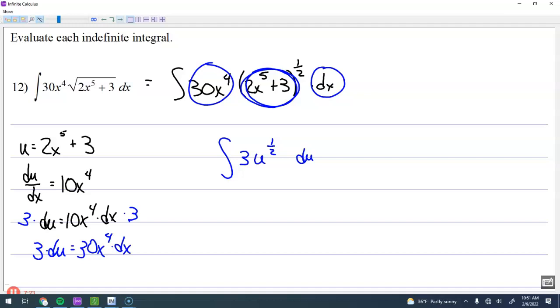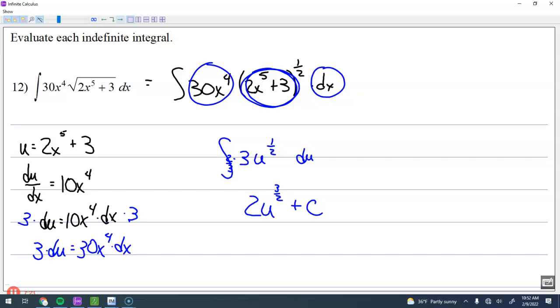So the point of it is you're simplifying it and saying this is way easier to integrate. Let's make it easier to integrate, and then plug everything else back in. So I can integrate this, add 1 to the power, which is 3/2. Multiply by the reciprocal of the new power, which is 2/3. So 2/3 times 3 is 2. Plus c.